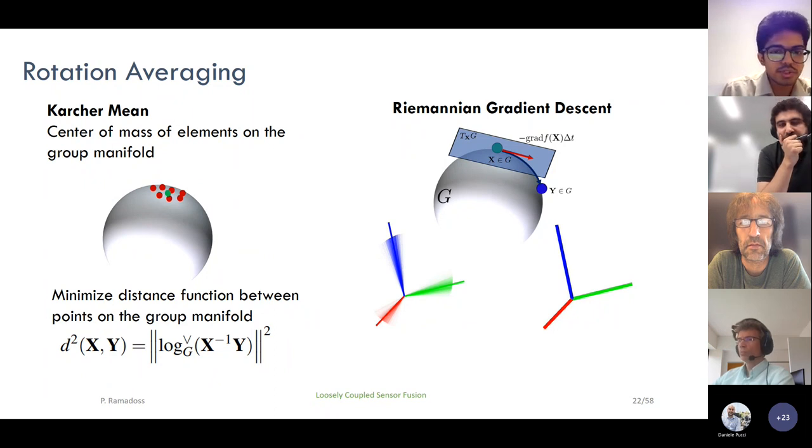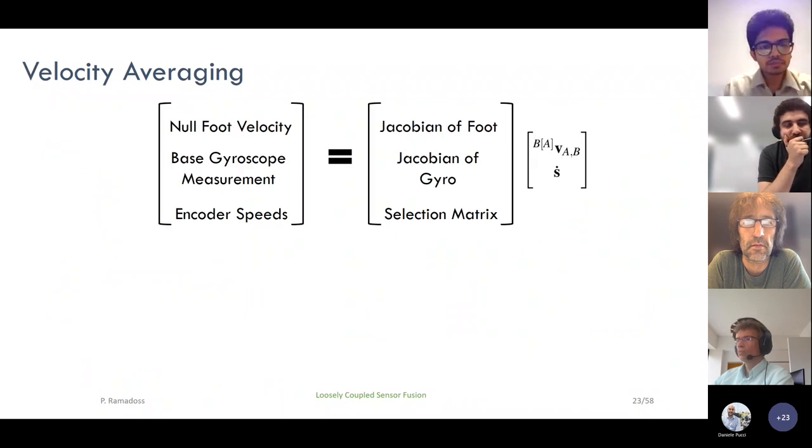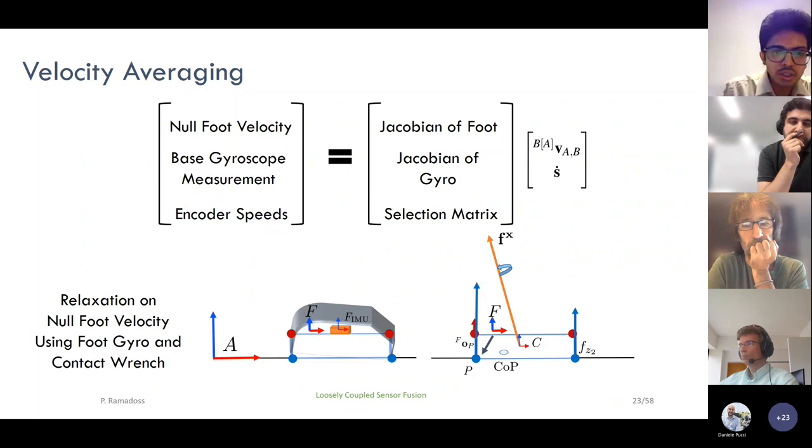It must be noted that this averaging approach extends in a straightforward manner towards pose averaging because it relies on the theory of matrix Lie groups. For velocity averaging, as mentioned earlier, we stack all of the measurements into a system of linear equations y equals Ax, where the matrix A is composed of Jacobians and a selection matrix. And the system of linear equations is solved using a regularized weighted pseudo-inverse.